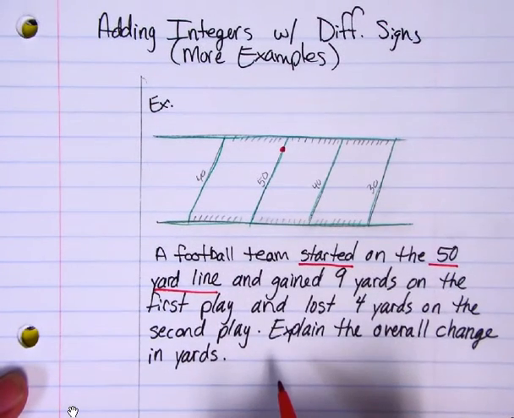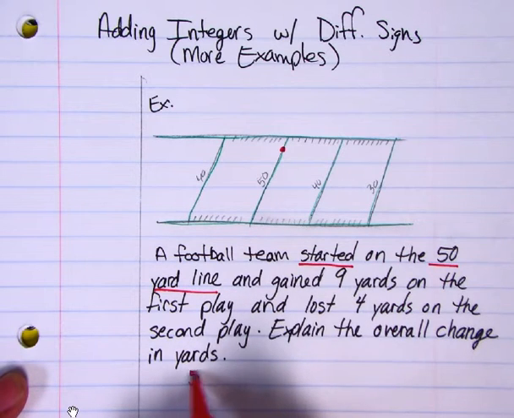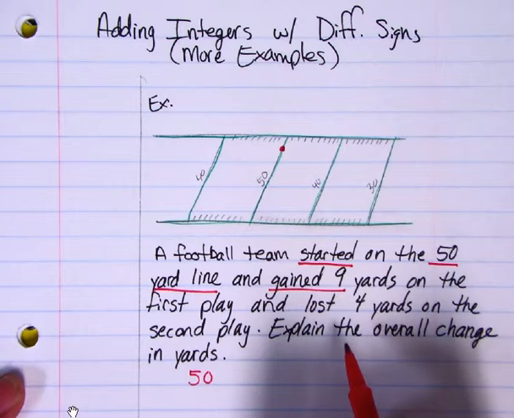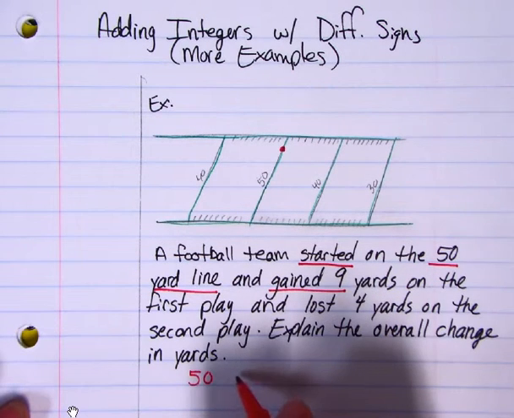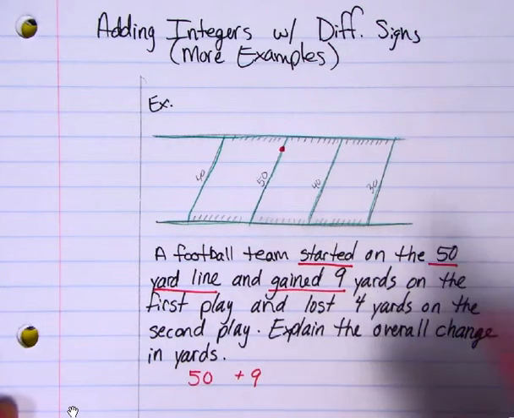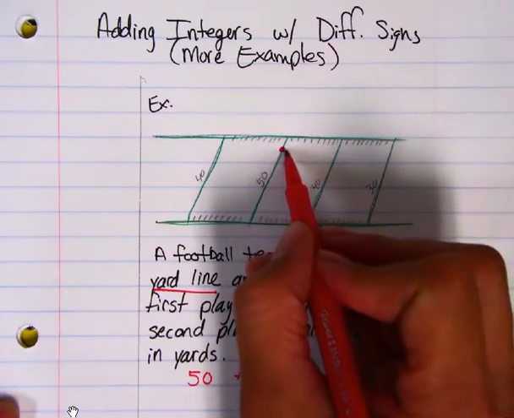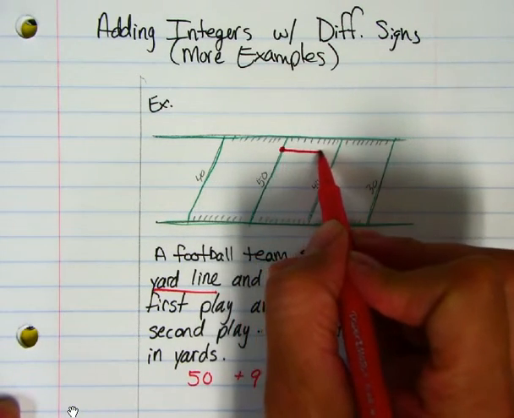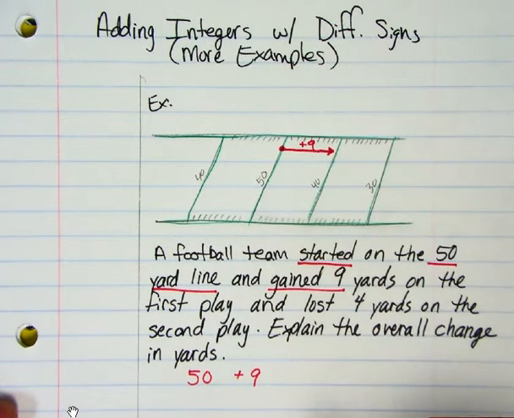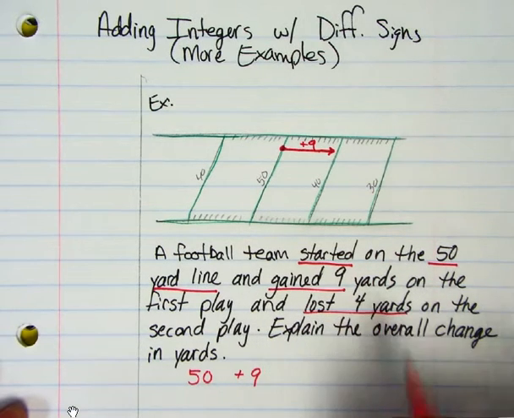From the 50-yard line, so I'm going to write down positive 50, they gained 9 yards. Gain means that they increased, so we're going to say plus 9 on the first play. So they went 9 yards in the positive direction. Let's assume that their touchdown's to the right, their end zone I should say, and the first play they gained 9 yards. But on the second play they lost 4 yards.